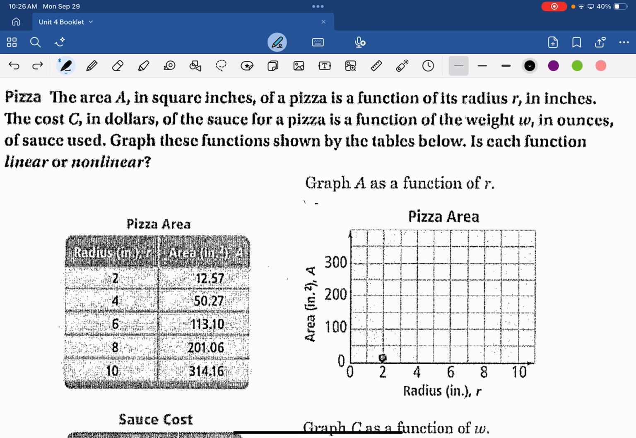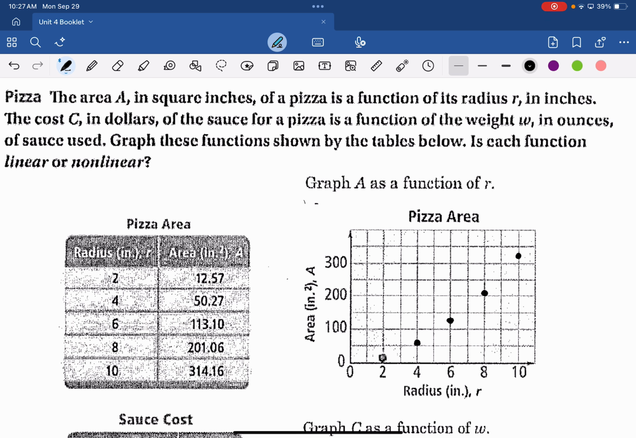Right above that one, yep. 6, I go to 113, so I'm about here. 8, I'm going to 201, so I'm a little bit above that. And 10, I'm going to 314.